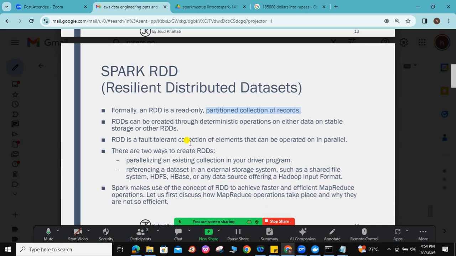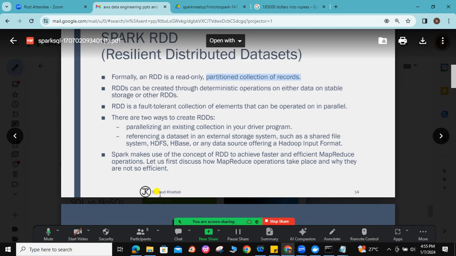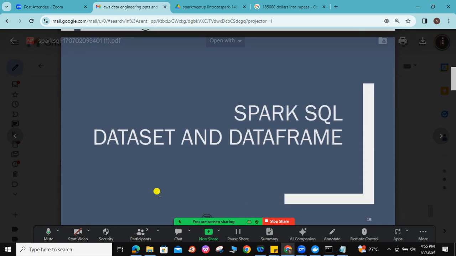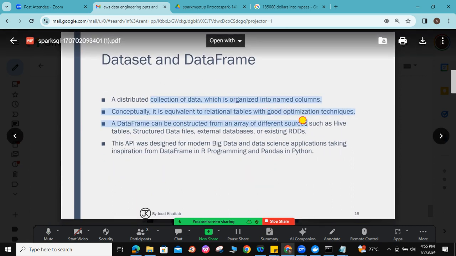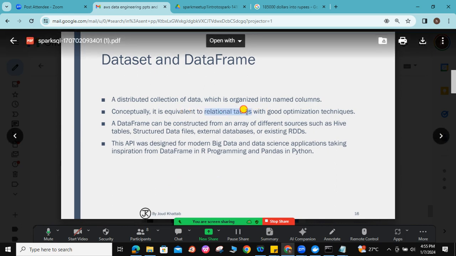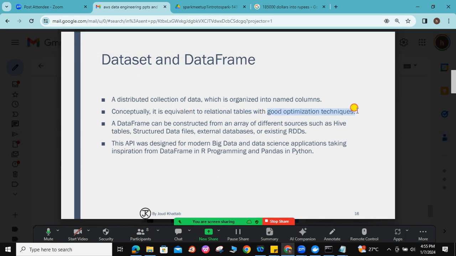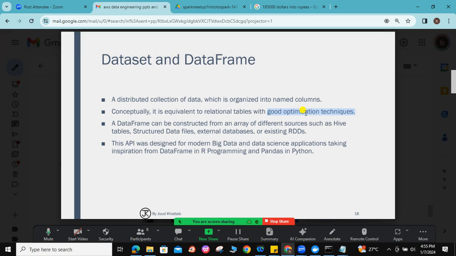Okay. RDD is fault tolerant. All these things you know. Same thing. See, any PPT I take, same information. Now you know what would be the interview questions by this time. Spark SQL, a distributed collection, good optimization. Conceptually, it is equivalent to relational tables like an RDBMS with good optimization techniques. You will not have this optimization in your database, but in Spark, it will optimize by itself.